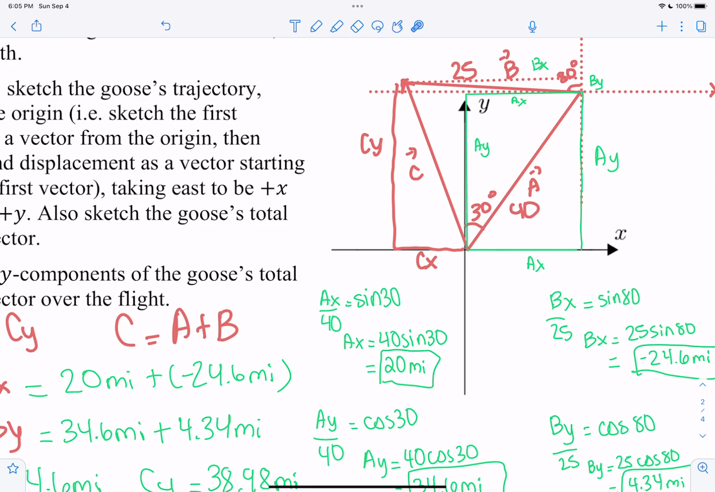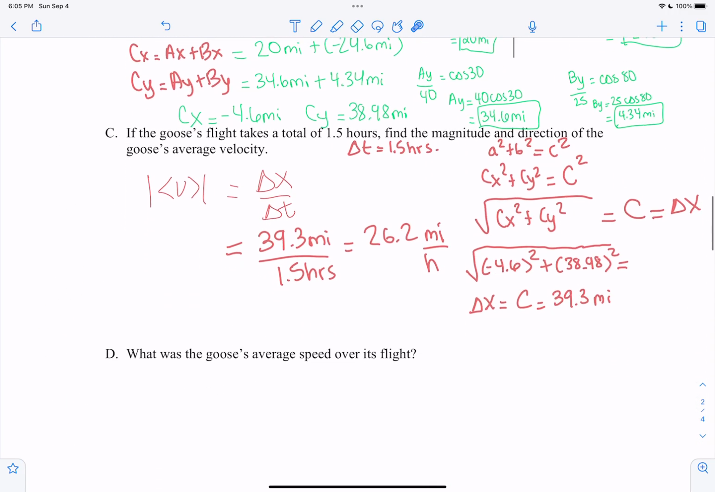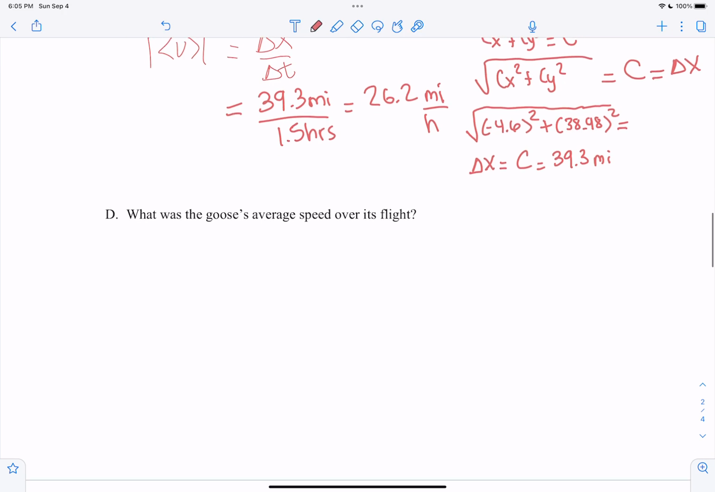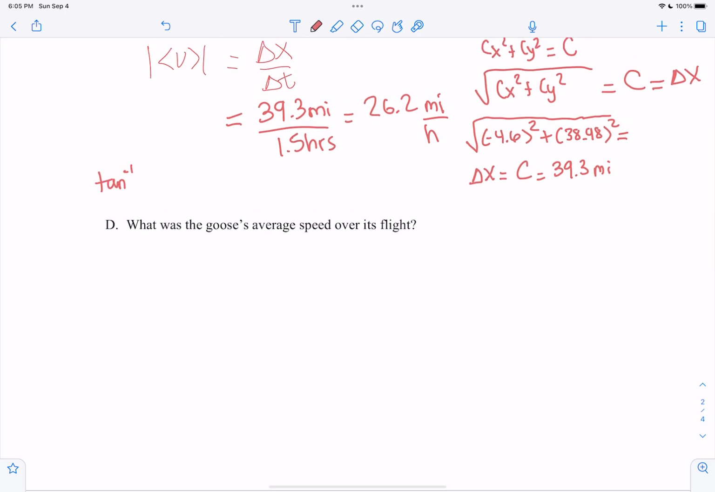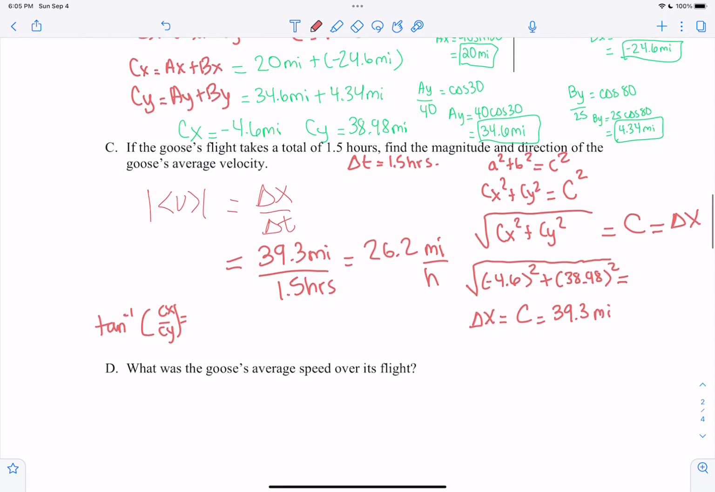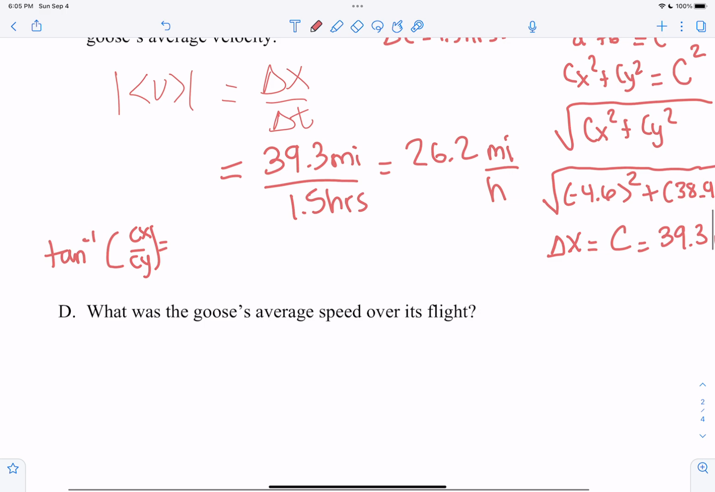So west of north, right? You can draw it out here: Cx, and this is Cy. Like in that previous problem, I'm going to be taking the inverse tangent, so opposite over adjacent, Cx over Cy. So inverse tangent of Cx over Cy, and we know Cx is the negative 4.6 miles, but we don't want to have any negatives when we're calculating our angles.